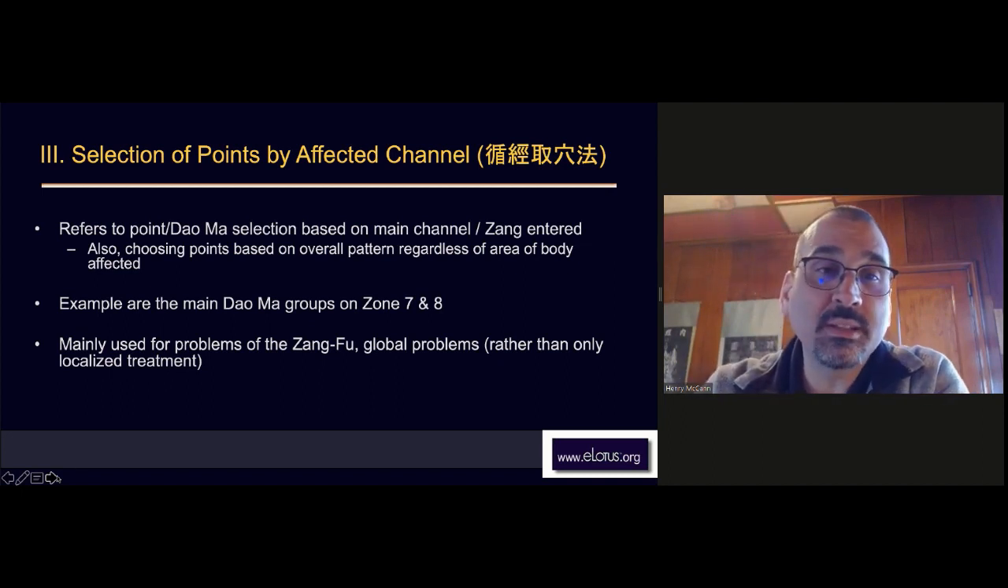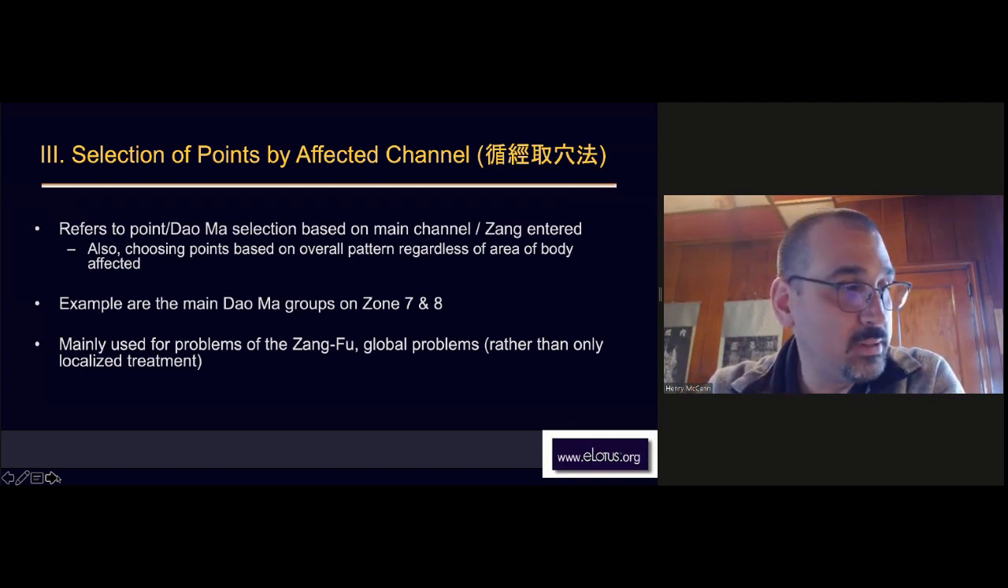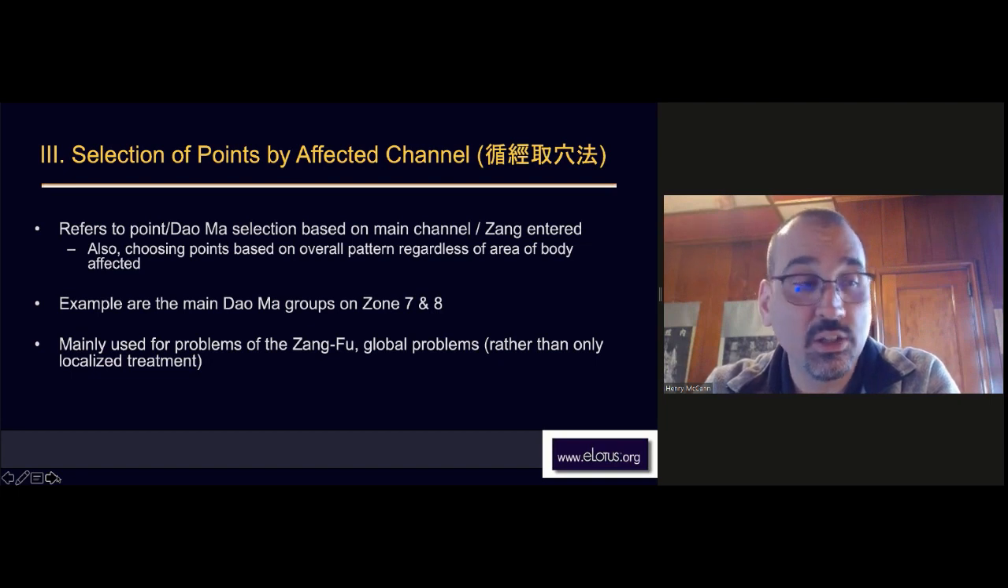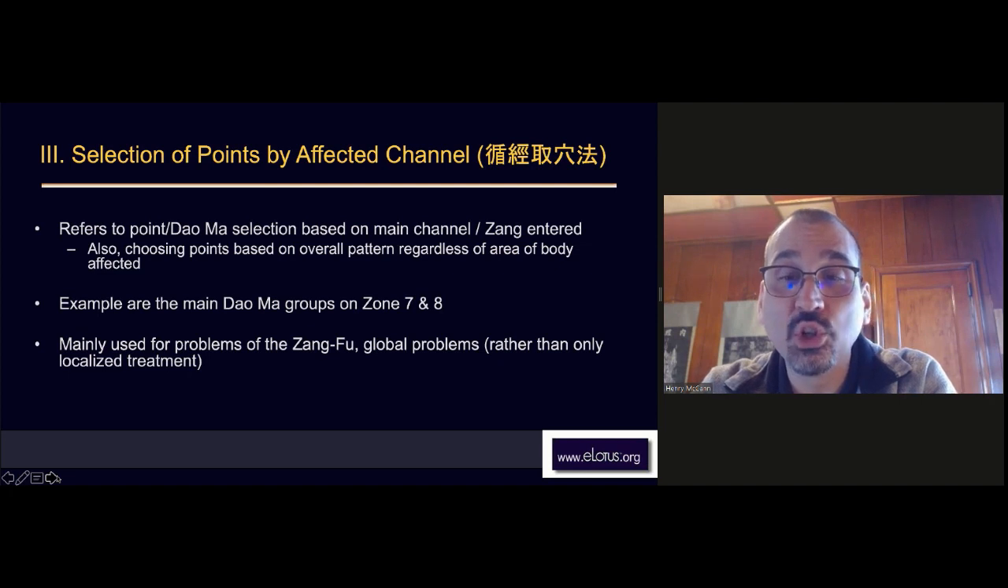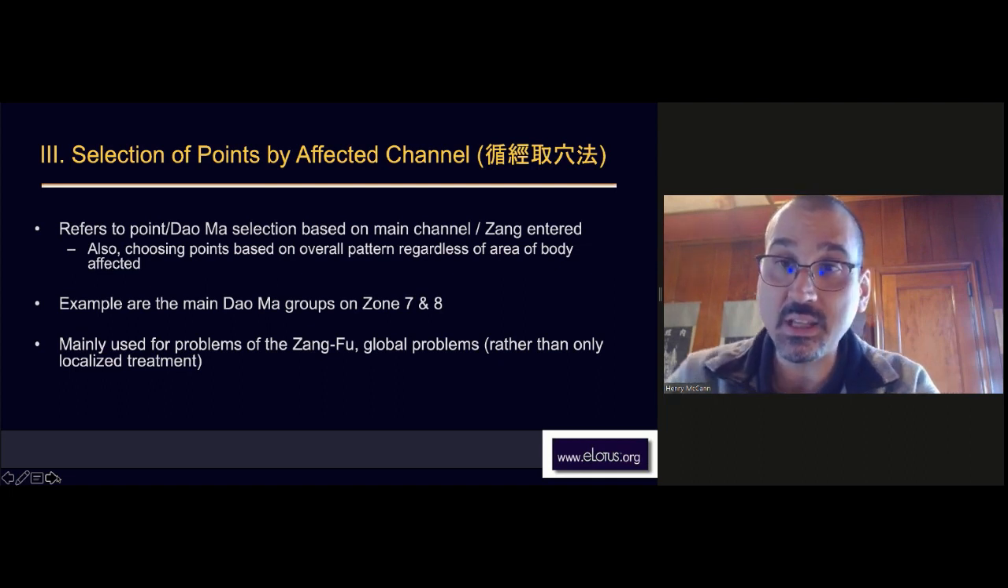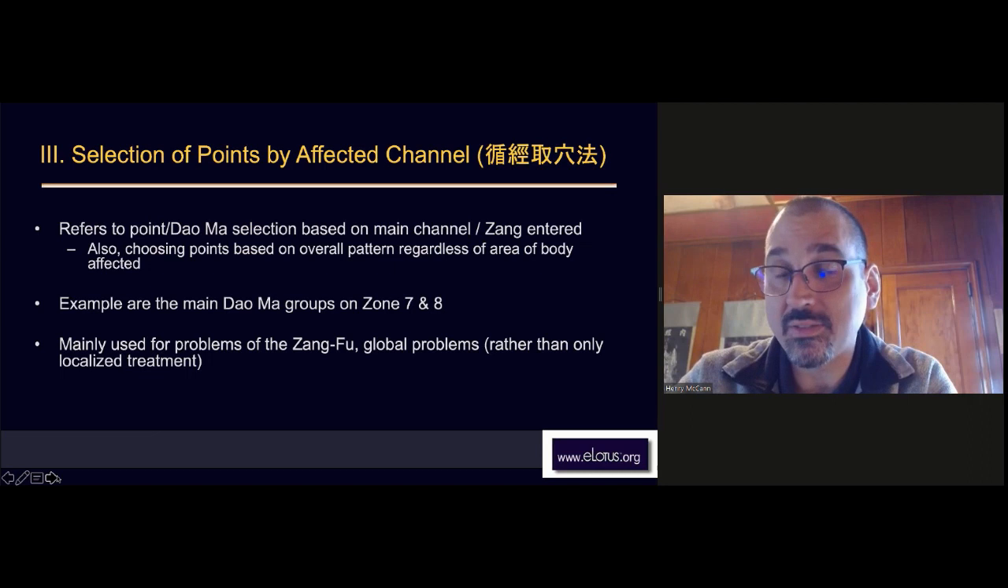We're looking at how do we do global organ regulation. So the name of this is selection of points by affected channel, but what it really means is we're choosing a group of points, and we'll define Daoma needling in just a second for those of you who are new. We're using a group of points that have global regulating functions on, in particular, one of the 5 zang. And what these do is they do overall regulation of one of the 5 zang organs. And these points are located mostly on zone 7 and 8. I mean, we have Daoma combinations that affect the organs obviously all over the body, but the main ones we're looking at are in zone 7 and 8.